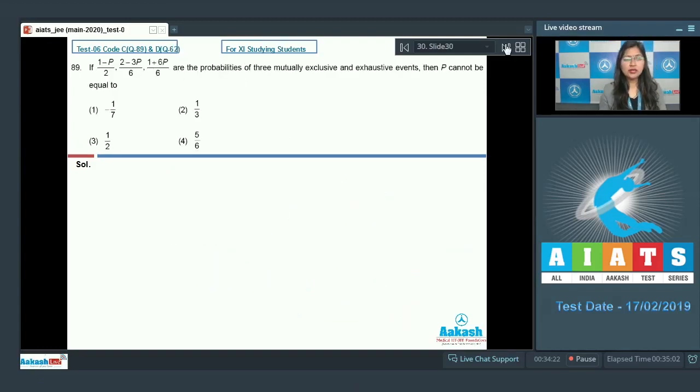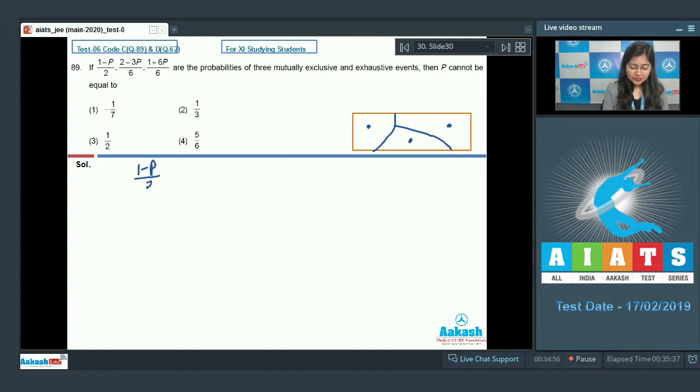Next is question number 89, which says that if 1 minus p by 2, 2 minus 3p by 6 and 1 plus 6p by 6 are the probabilities of 3 mutually exclusive and exhaustive events, then p cannot be equal to. Let us say these are the 3 probabilities, right? So we know that adding these 3 probabilities will give us 1. So let us apply that condition.